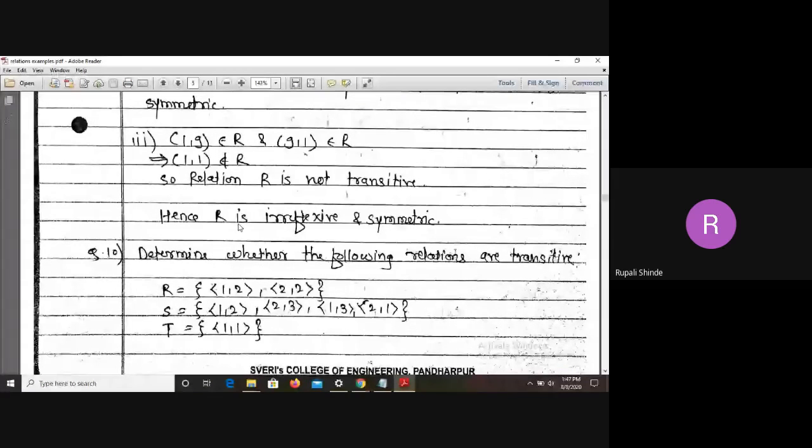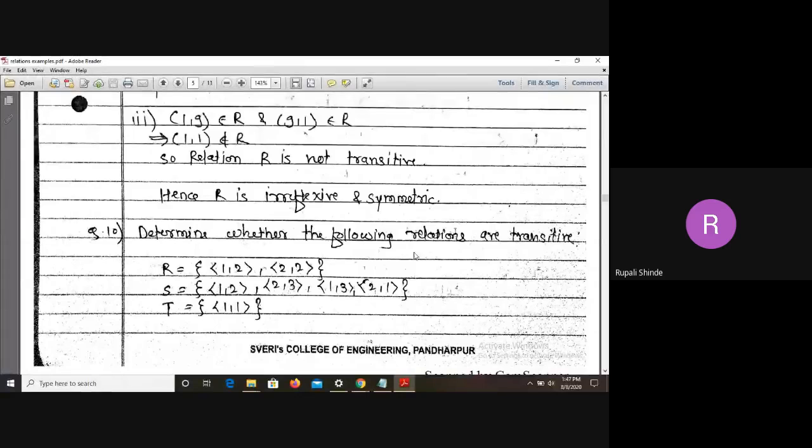Next question is given. Determine whether the following relations are transitive. So the first one is given, which includes ordered pairs 1, 2, 2, 2. Now check whether this one is a transitive relation. So what is your answer? Whether this one is transitive? Yes or no? Yes, transitive. Why?